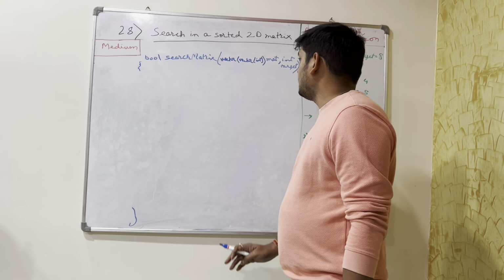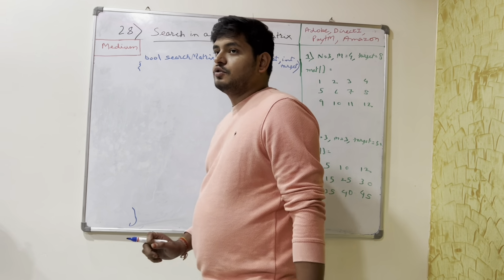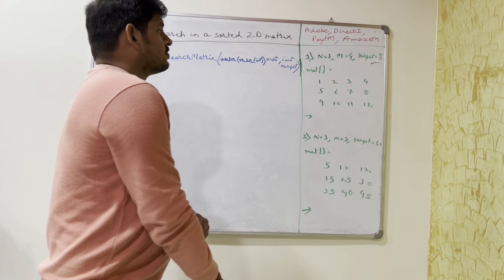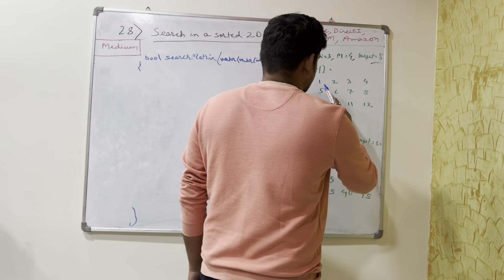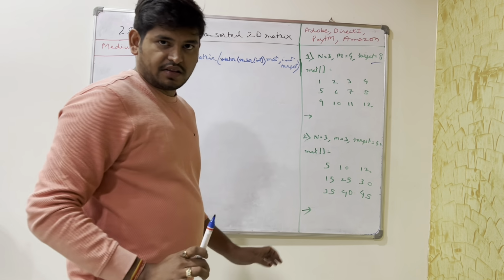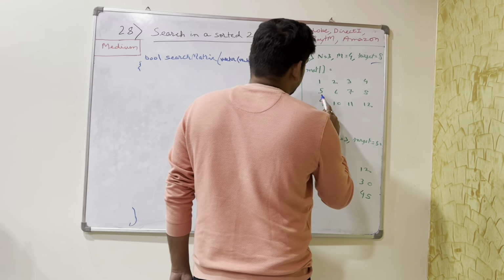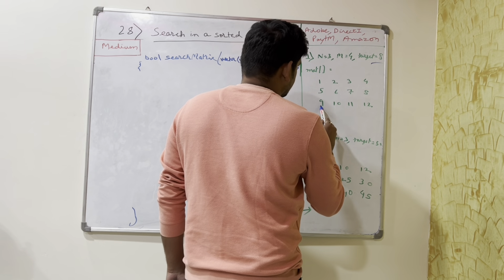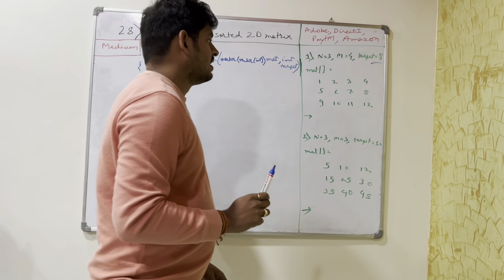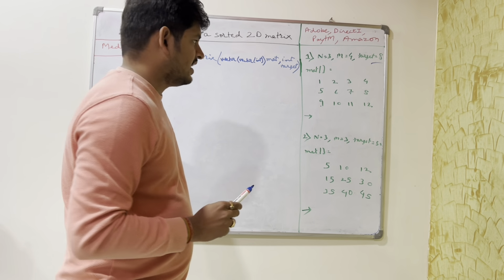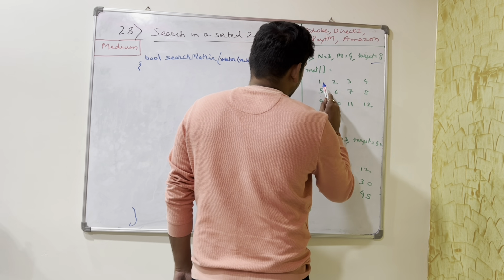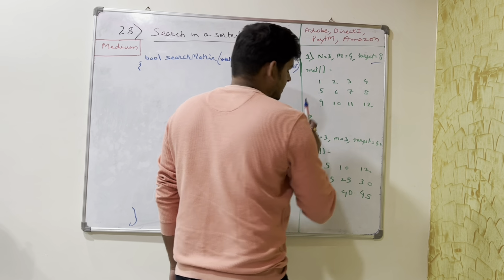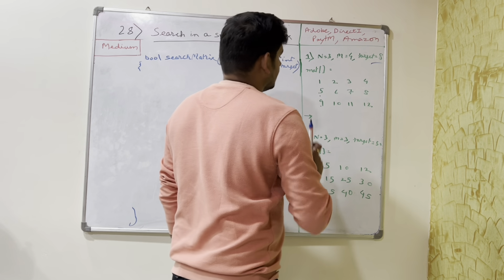So we are given a matrix, and we need to search whether the target number is present in the matrix or not. This matrix is a sorted matrix. The rows are sorted, the columns are sorted as well, and the first element of any row is always greater than the last element of the previous row, right? For example, this 5 will always be greater than the previous row. The 9 will always be greater than the previous row.